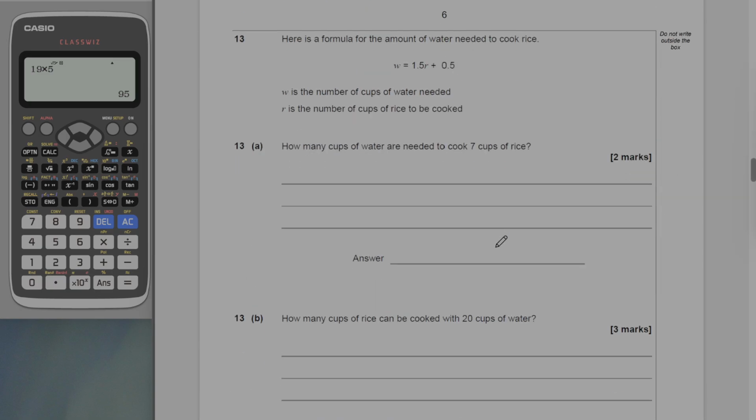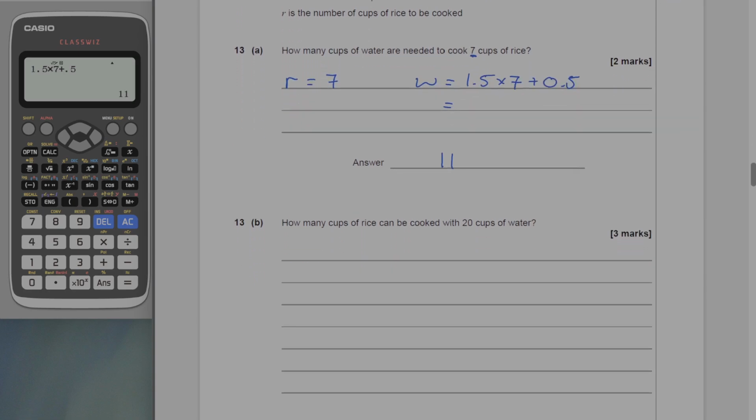Right, question 13. Here is the formula for the amount of water needed to cook rice. W is the number of cups of water needed. R is the number of cups of rice to be cooked. How many cups of water are needed for 7 cups of rice? So we're substituting. R is going to be equal to 7. So W is going to be equal to 1.5 times 7 plus 0.5. Again, because it's calculator paper, I'll just rely on the calculator for that. So 11.